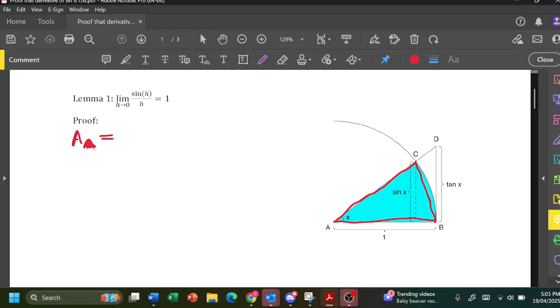Now, based on our understanding of Year 8 mathematics, we should know that the area of a triangle is half base times height, right? So we have the formula half. Now, what's the length of this base here? Well, the length of that base is just equal to 1. So it's half times 1, and the height we can see here is sine h, or sine x. We've changed all of these to x's. It's a little bit confusing, but bear with me. So we've got half sine x. So that's just equal to a half of sine x.